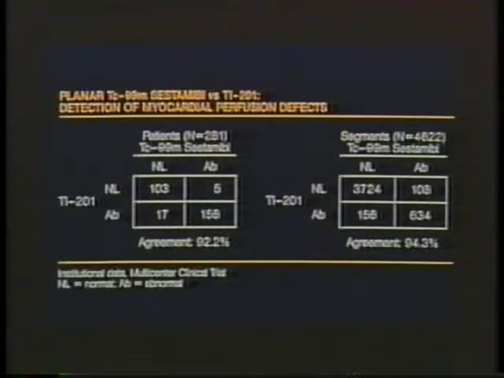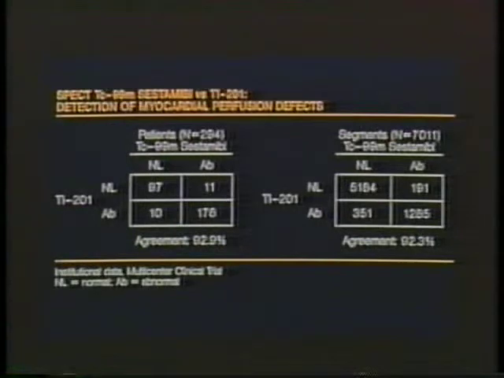A multi-center clinical trial in the United States and Canada revealed the following results. There was a 92% agreement between cardiolite and thallium in patients who underwent planar imaging for the detection of myocardial perfusion defects. SPECT imaging also demonstrated a high agreement between cardiolite and thallium.